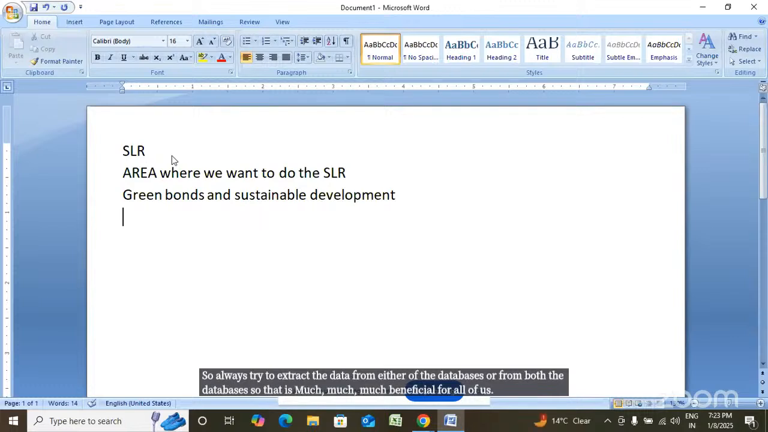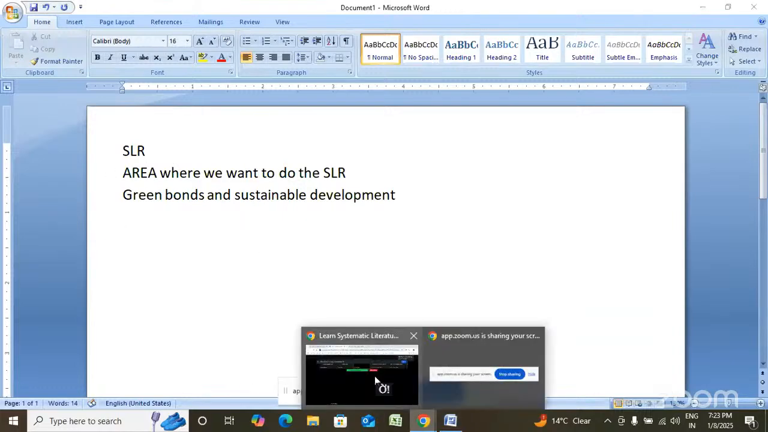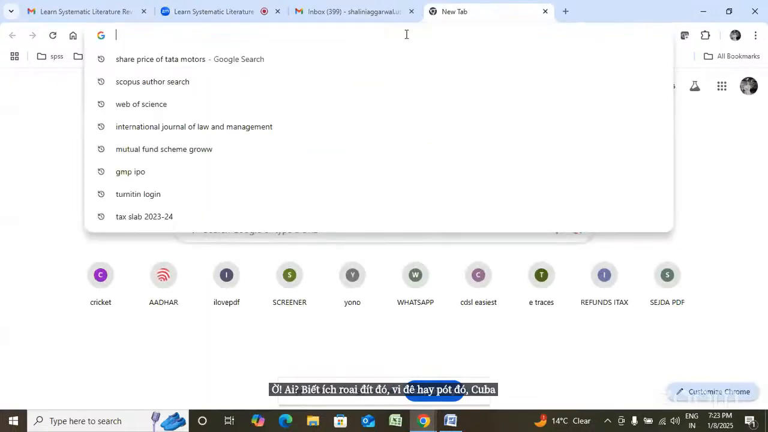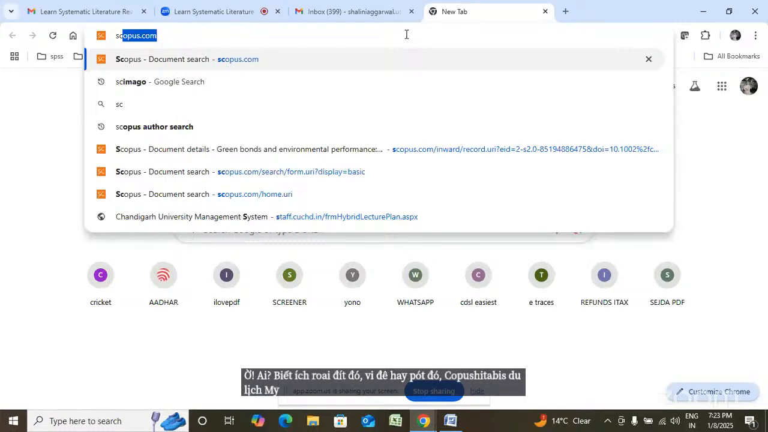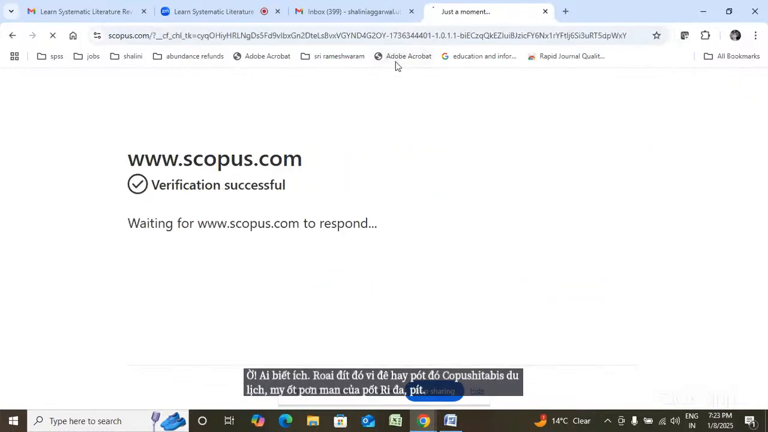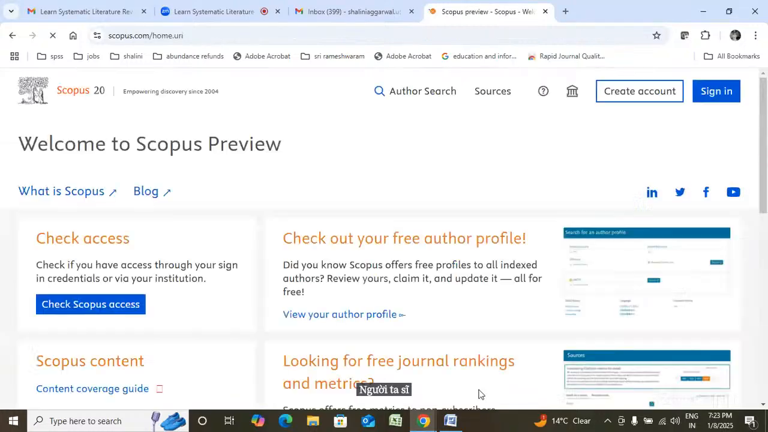So how do we go about it? I'll start with the SLR. I will extract the data with the help of the Scopus database. So let me open my Scopus database. It is taking a little time. Okay, so it is open now.